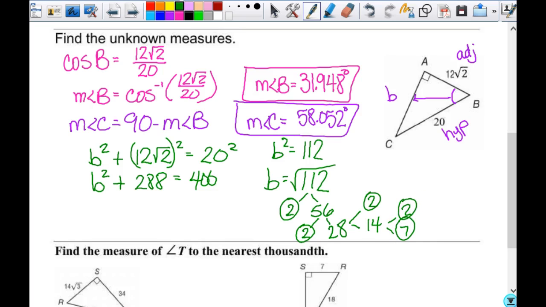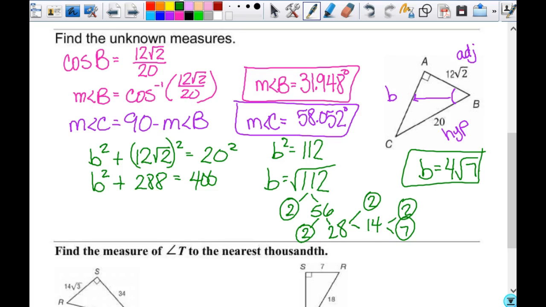Remember, one shortcut is to find the biggest perfect square that divides into there. And if you know what it is, that's great. If you have to take any time to think about it, don't bother. So that means that b is equal to what? 4 squared is 16, times 7 gives you 112. Okay. Everybody okay with that?